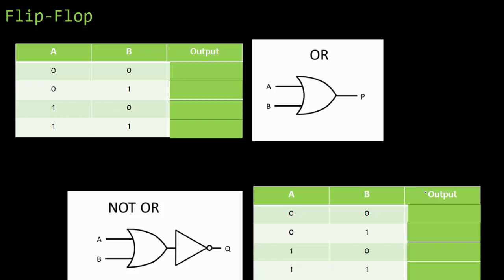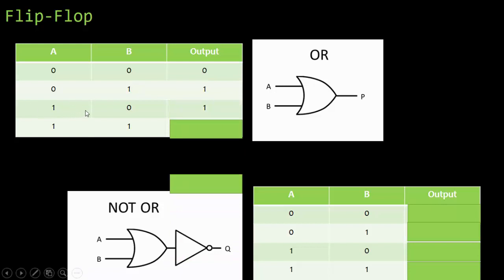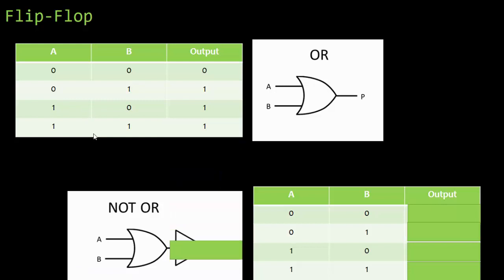Remember the rule for an OR gate? As long as at least one value is true or high, we get a true value. Here I have A and B are both 0. Neither one of them is true, so that gives me a 0. A or B, B is true, that gives me a 1. Here, A is true, that gives me a 1. But what about if both of them are true? Well, the rule is as long as at least one is true, you get a true value.